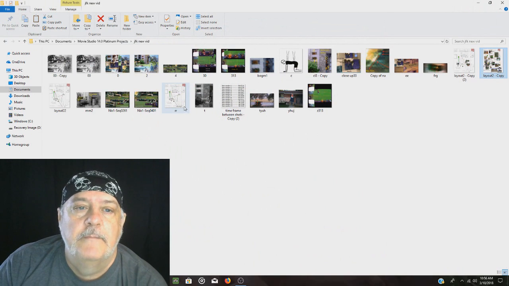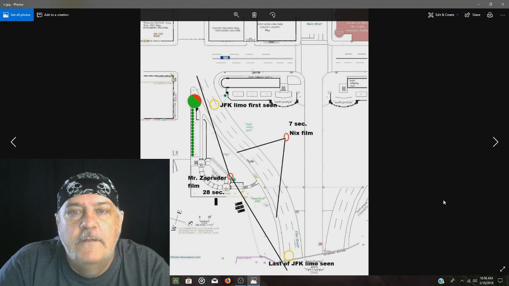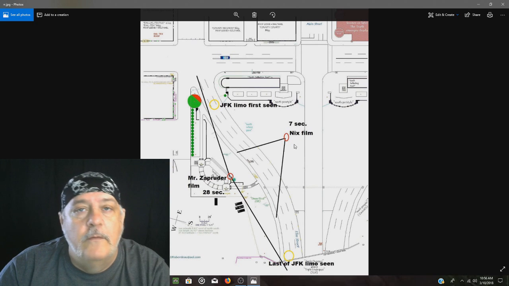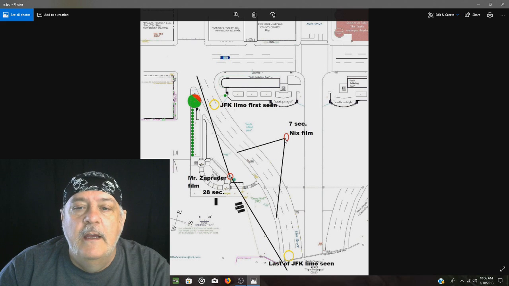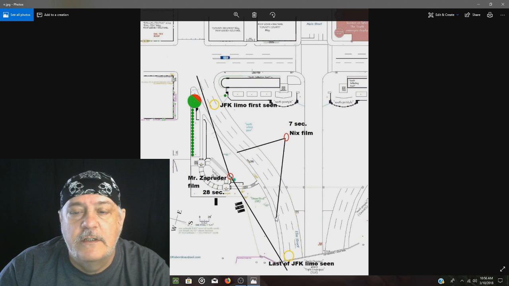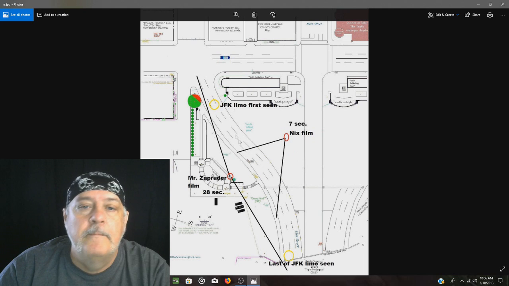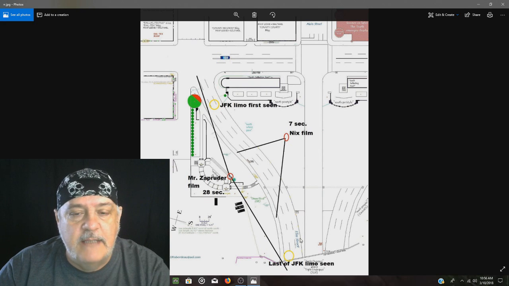Just like the films, I'll mark the films, put the location of the people where they were filming, the length of their film, and the location of when JFK's limo started. As you see right here, we have the Orville Nix film. We're going to use an example with the Zapruder film. For the Orville Nix film, we see he was in this location right here when he filmed. He filmed from this spot to this spot here. This is only 7 seconds of film that we're seeing of the assassination. In the Zapruder film, we're seeing 28 seconds of the assassination.